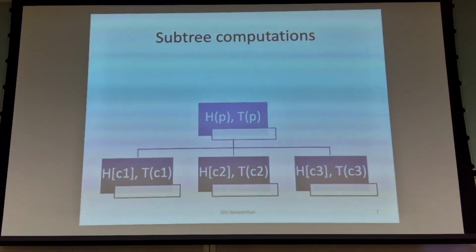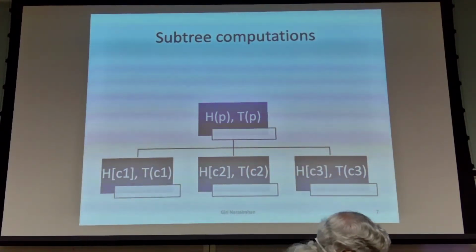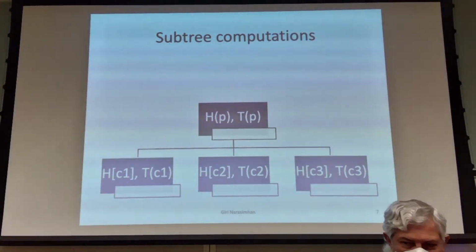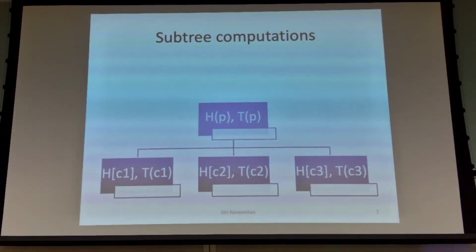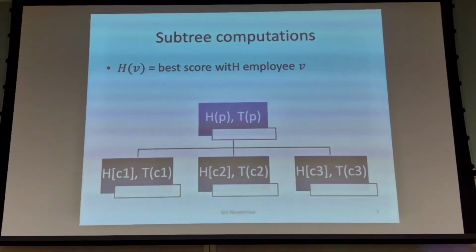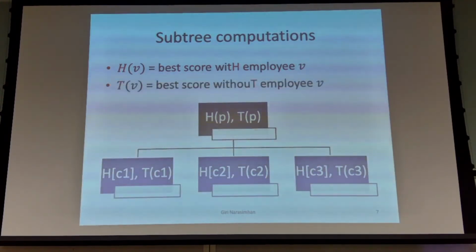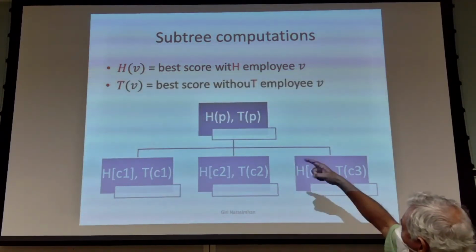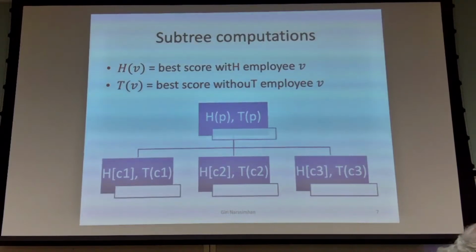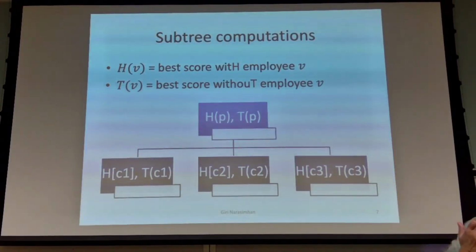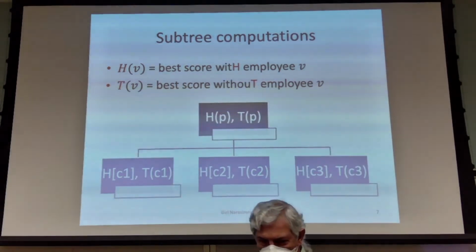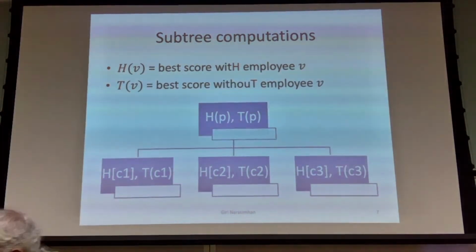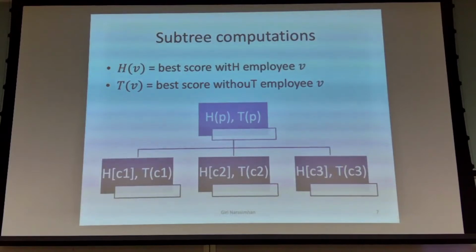Take the H of P for this parent. It is going to be equal to TC1 plus TC2 plus TC3. Fabulous. Yeah, that's correct. So these are the two definitions: H is with and T is without, and you just told me that to compute the H for the parent, I take all the T values because I cannot take the children. Right, good, perfect. Now what about the T?